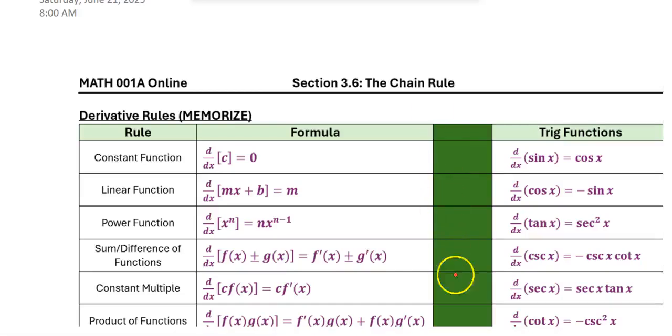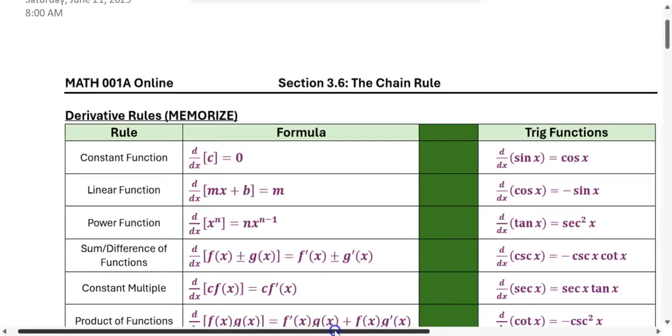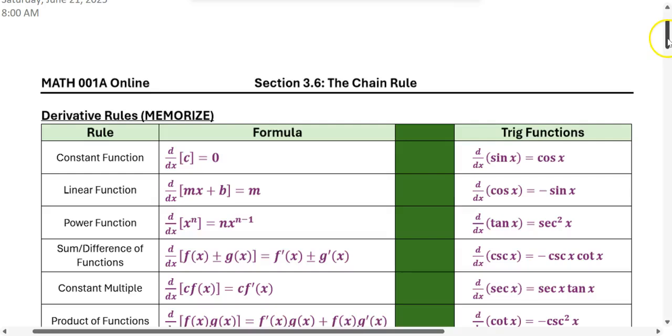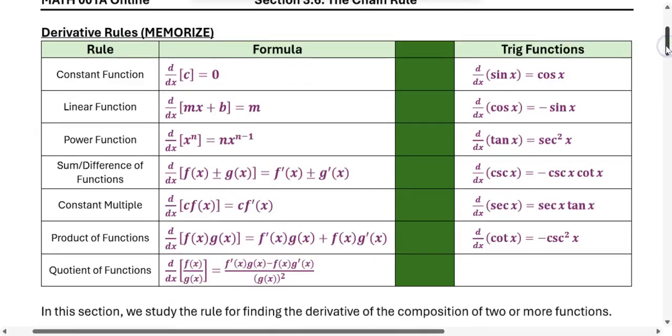Welcome to a video on section 3.6, the chain rule. I want to go over some of the derivative shortcuts from previous sections just to remind you. We have the derivative of a constant is 0. The derivative of a linear function is just equal to its slope. When we have a power function, we can use the power rule, which is bring the power down as a multiplier, reduce it by 1.